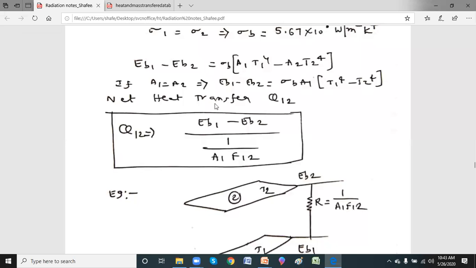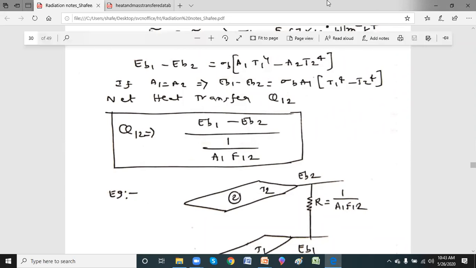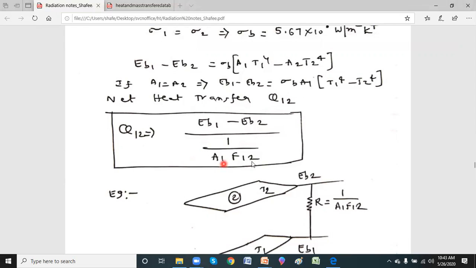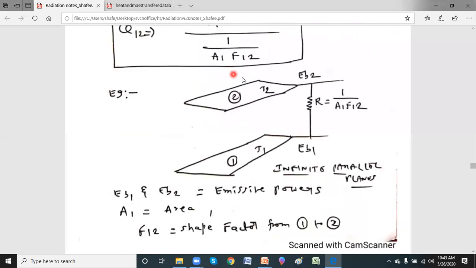Now see here, as I explained already, Q12 is given by (EB1 minus EB2) by (1 by A1 F12). This is for black surfaces. Whenever the surfaces are black, you have this particular thing here. So this is EB1 minus EB2 by 1 by A1 F12. Just remember, whenever we have parallel rectangles, I can reduce this parallel rectangles problem into an electrical analogy problem like this.